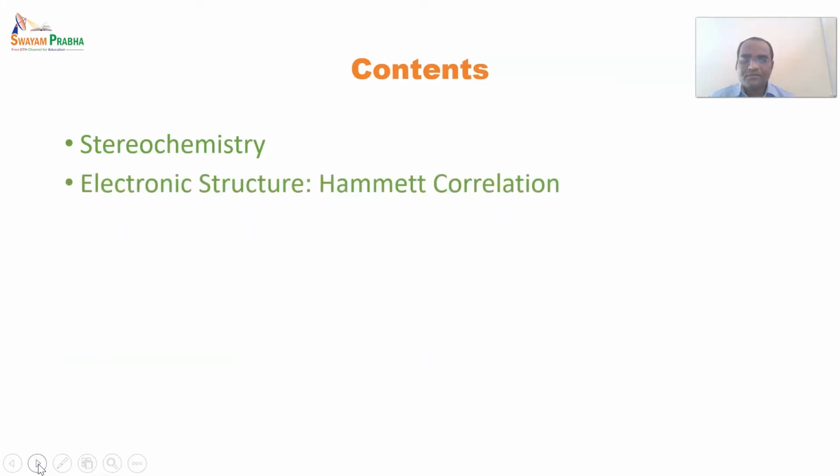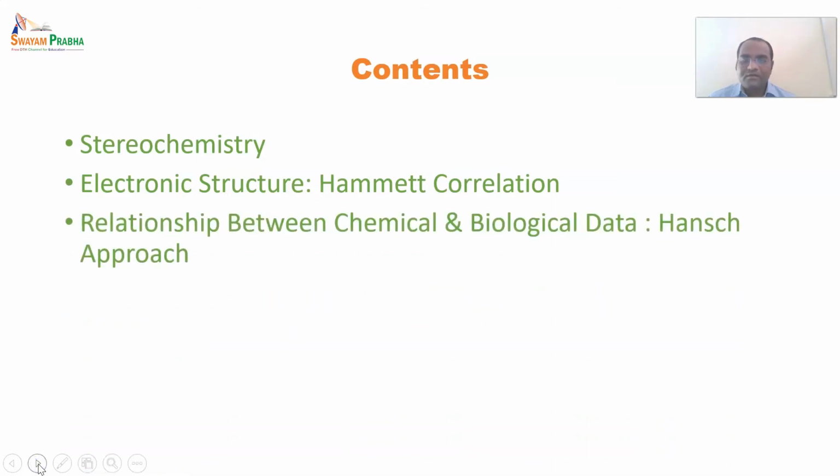After stereochemistry we will be looking at electronic structure and Hammett correlation, relationship between chemical and biological data, and we will be looking at Hansch's approach. So let's begin with the first content of today's lecture, that is stereochemistry.